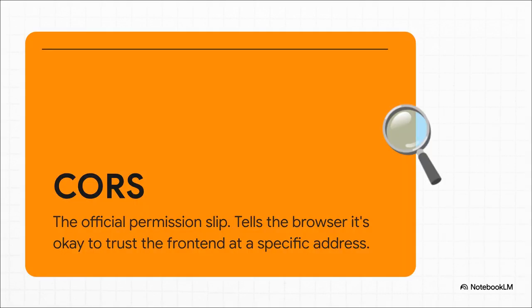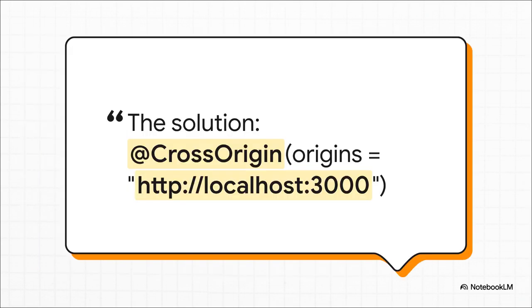And the way we get past that guard is with something called CORS, which stands for Cross-Origin Resource Sharing. This is the official permission slip. It's the kitchen manager going up to the bouncer and saying, hey, see that app from over at address 3000? They're on the list. They're cool. You can let them talk to us. And you know what's wild?